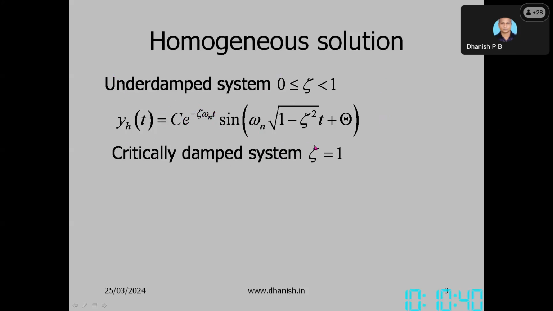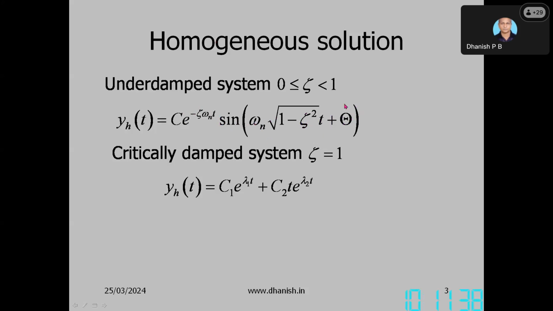For the critically damped system, zeta equal to 1, the homogeneous solution is C1 e raised to lambda 1 t plus C2 t e raised to lambda 2 t. Here, of course, one part was exponentially decaying, but there was one part which was sinusoidal. Whatever be the input, it can be any input, this is the homogeneous solution. For the transient, there will always be some sinusoidal signal.